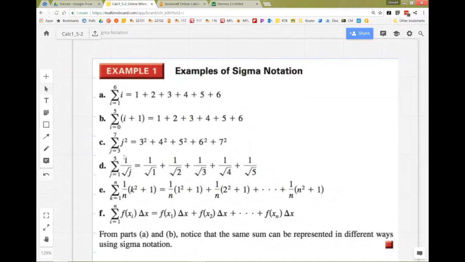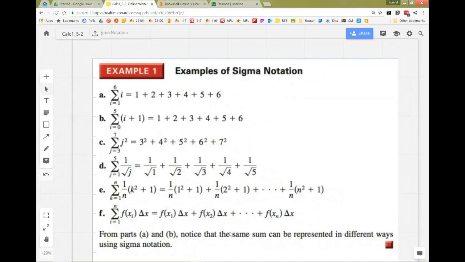Basically, the index gets, like part C, for j, starting at 3 and going to 7, we want you to add up all the squares. So starting with 3, 3 squared, plus 4 squared, plus 5 squared, plus 6 squared, plus 7 squared. Okay.